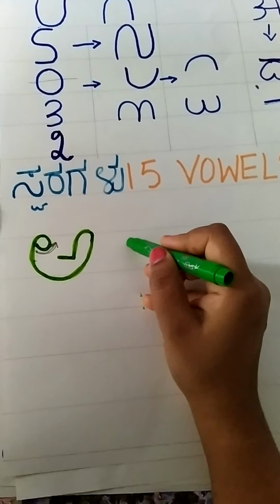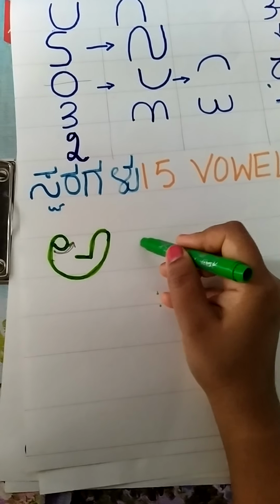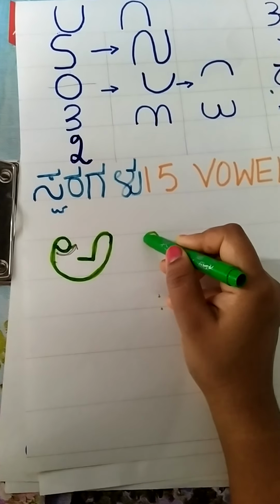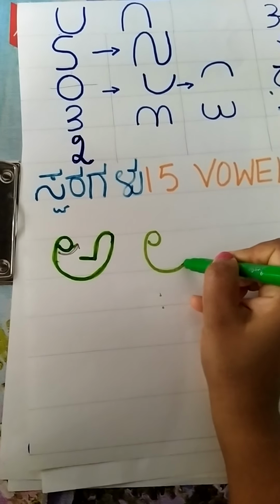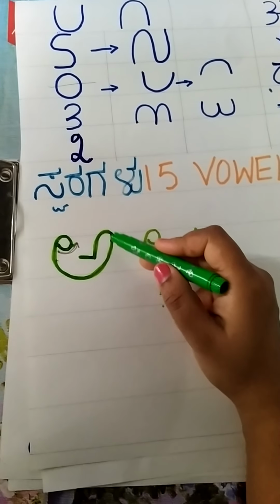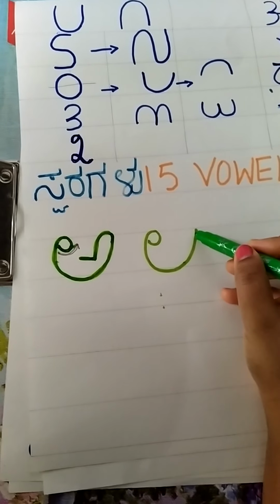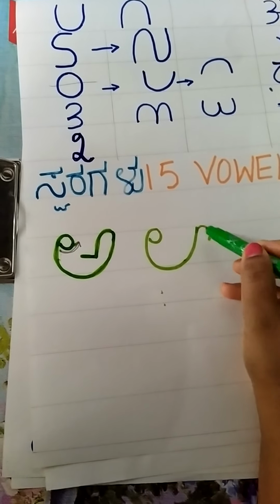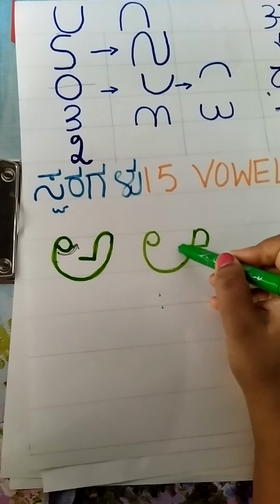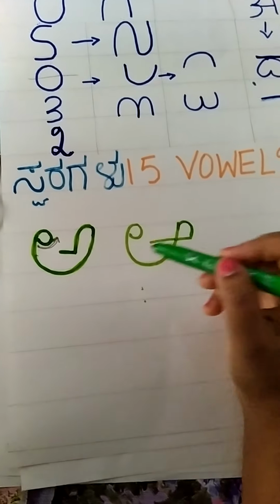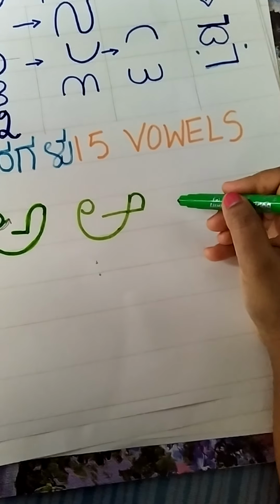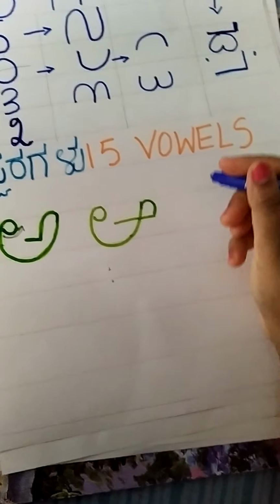The next vowel is Aa. Same turning, same way, half circle. For the first A you went inside. For this Aa you have to come out. Look here, you have to come out, take a curve, and this goes in. This is Aa.